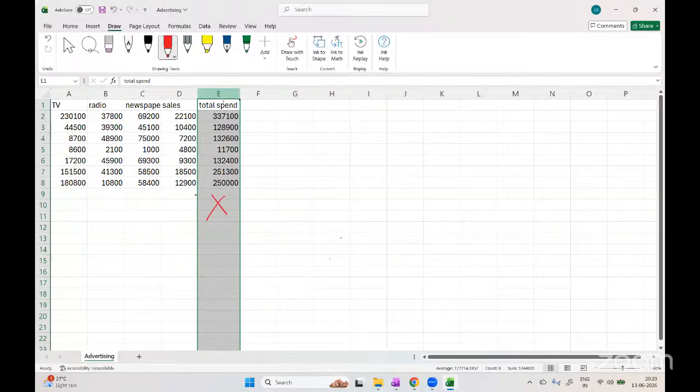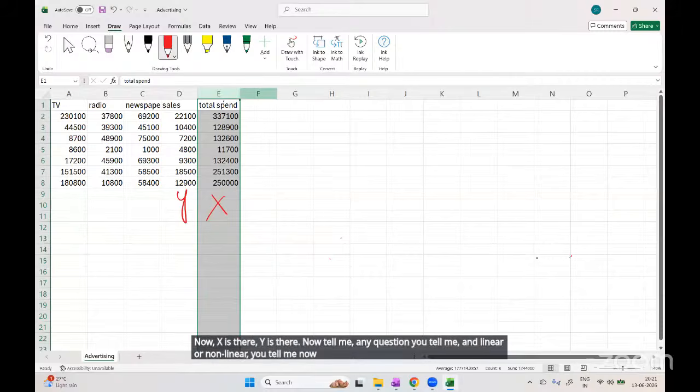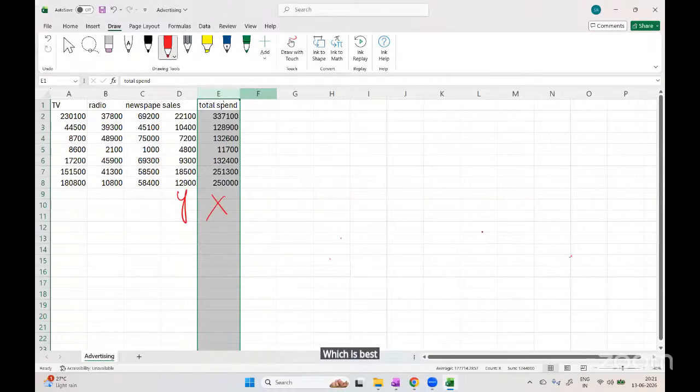This column, let us take as X. This is Y. Now, X is there, Y is there. Now tell me the equation, and whether it is linear or non-linear. Now everything you tell me. Which is the best one and what is the error? By saying only, we cannot say.